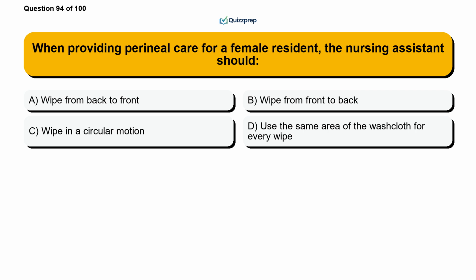Option A, wipe from back to front. Option B, wipe from front to back. Option C, wipe in a circular motion. Option D, use the same area of the washcloth for every wipe.